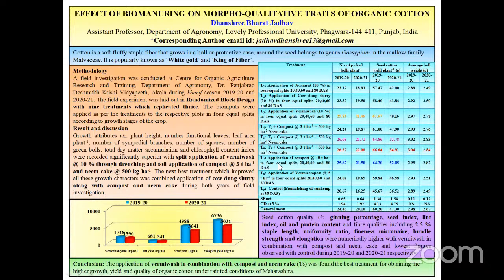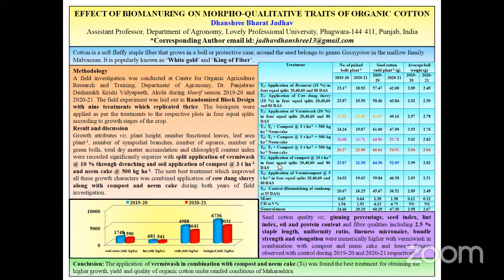In this experiment, there were 9 different treatments used to check the effect on morpho-qualitative traits of organic cotton under rain-fed conditions. The treatments included solid manures as well as liquid biopreparations, for example Jivamrut, cow dung slurry and vermiwash, applied at the rate of 10% in 4 equal splits at 20, 40, 60 and 80 days after sowing by drenching, as well as soil manures like compost, neem cake and vermicompost applied directly to the soil at 20, 40, 60 and 80 days after sowing. Okay, so then moving to the results.